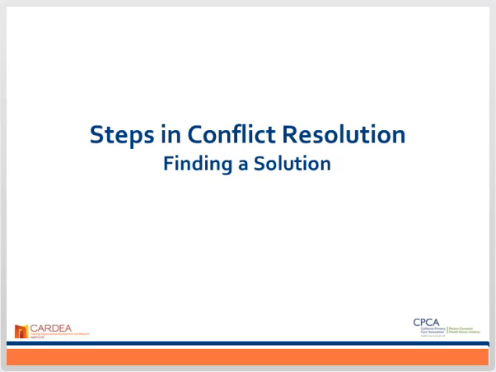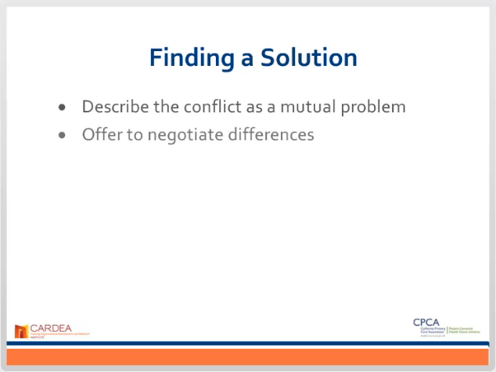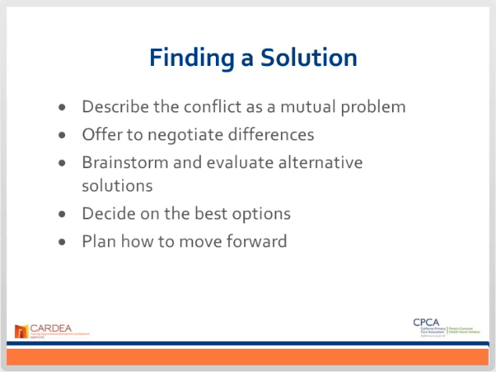Finally, let's move to the last step, finding a solution. Key stages in finding a solution include, describe the conflict as a mutual problem, offer to negotiate differences, brainstorm and evaluate alternative solutions, decide on the best options, plan how to move forward with the solution or solutions, and plan how to follow up. Let's look at an example of how to find a solution.